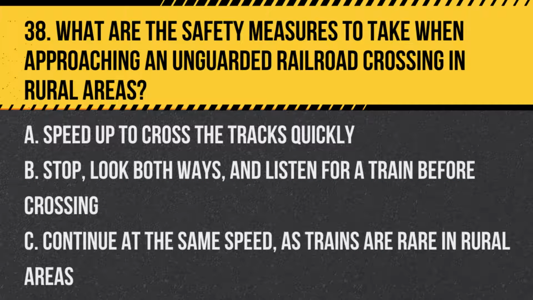Question 38. What are the safety measures to take when approaching an unguarded railroad crossing in rural areas? A. Speed up to cross the tracks quickly. B. Stop, look both ways, and listen for a train before crossing. C. Continue at the same speed, as trains are rare in rural areas.